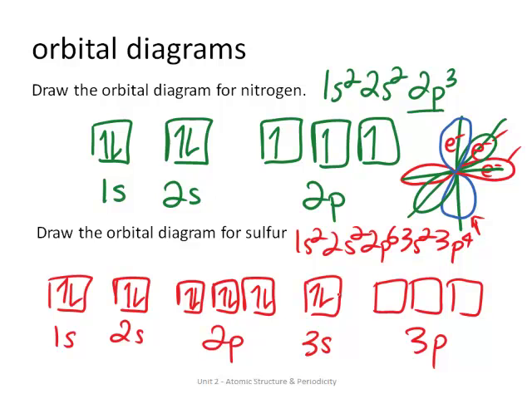3s has 2 electrons. And now the 3p sublevel, or orbitals, have 4 electrons. So the first thing we do is put in one electron in each of the three orbitals. And then one orbital does have to have paired electrons, spin up and spin down. And so that's the orbital diagram for sulfur.